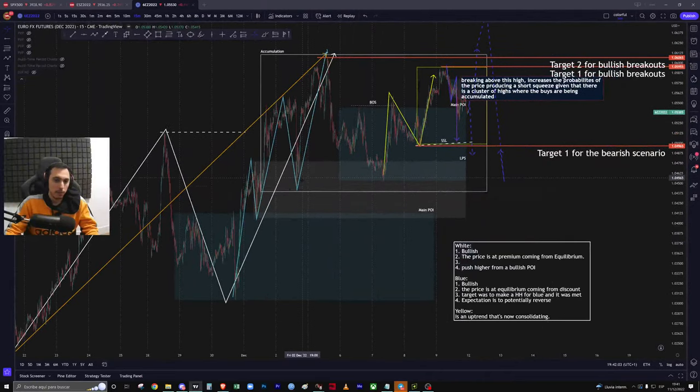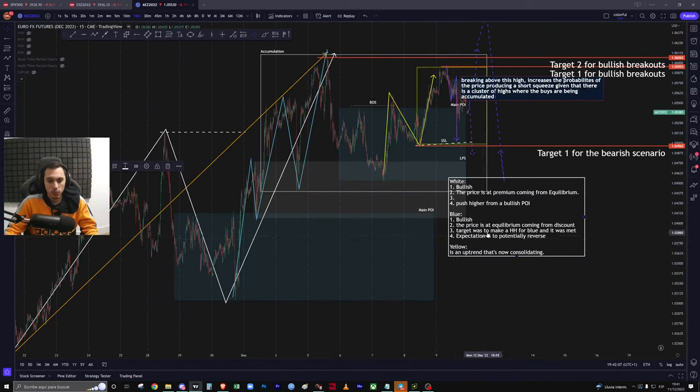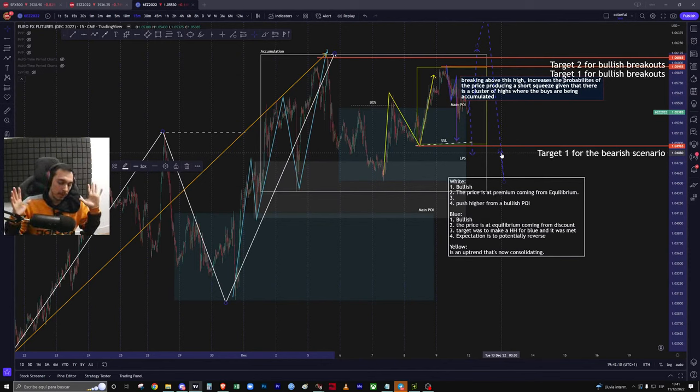And remember that for blue, we are expecting a reversal, because we said that the target was met, which was making a hard high for white. So this low is likely going to be taken in any scenario, okay? Now, just as a reminder, these are high probability scenarios. It doesn't mean that I will play exactly like that. And that's why I don't take buy limits or sell limits. I wait for a confirmation at the points of interest where I'm willing to look for longs or shorts based on this higher probability scenario, okay?